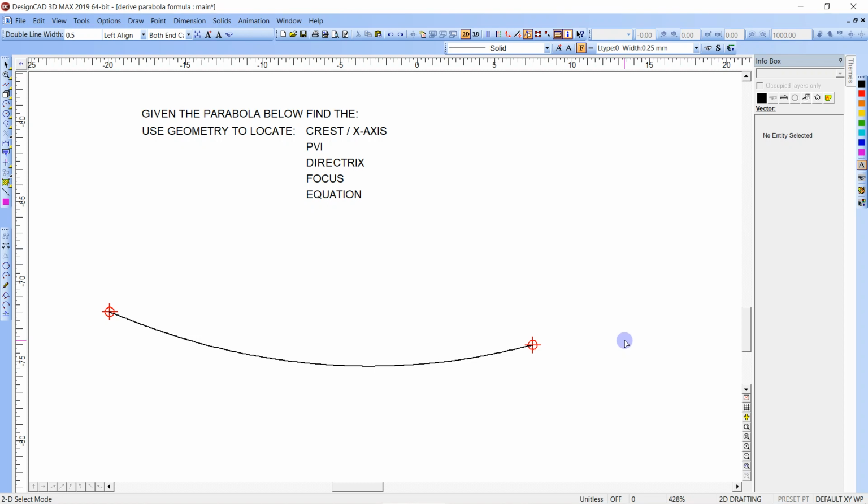Alright, in this video I'm going to explain how to find all the pertinent information of a parabola when it's just a drawn-in parabola. So you have this in a drawing. You need to find the crest, the point of vertical intersection, directrix, focus, and equation. Not that you would need all that, but if you have all that, you have everything you need for this.